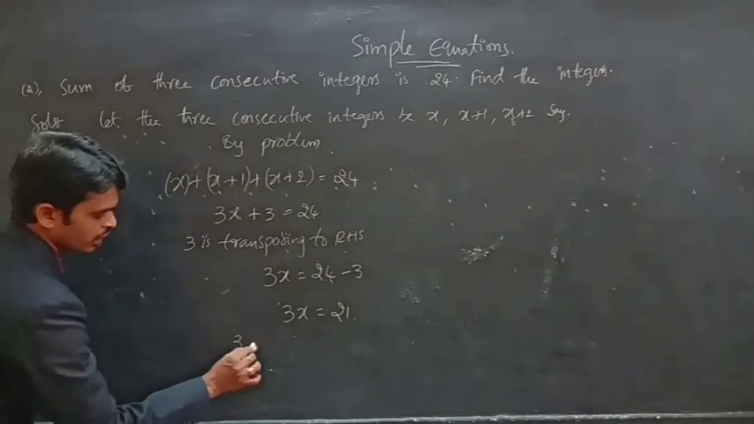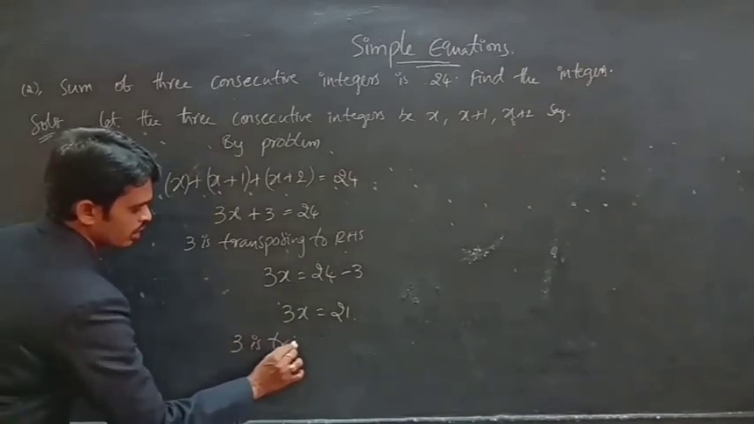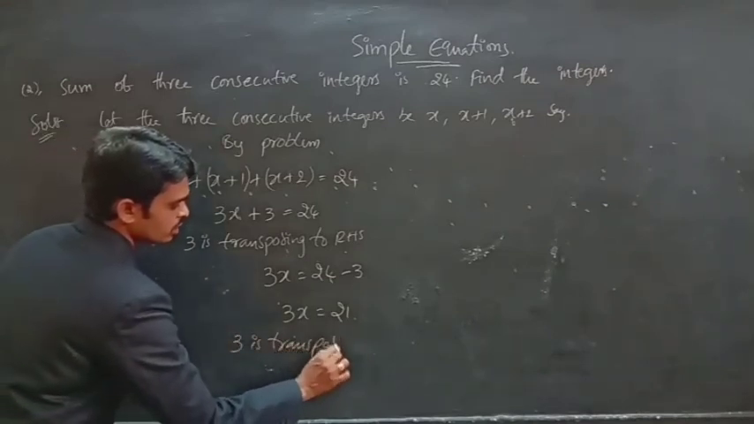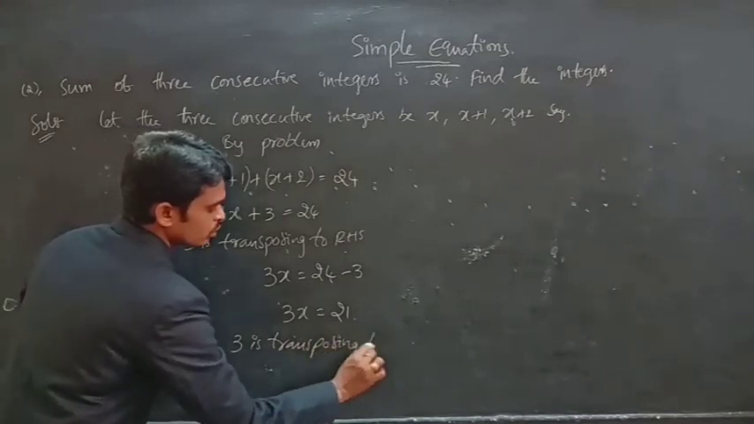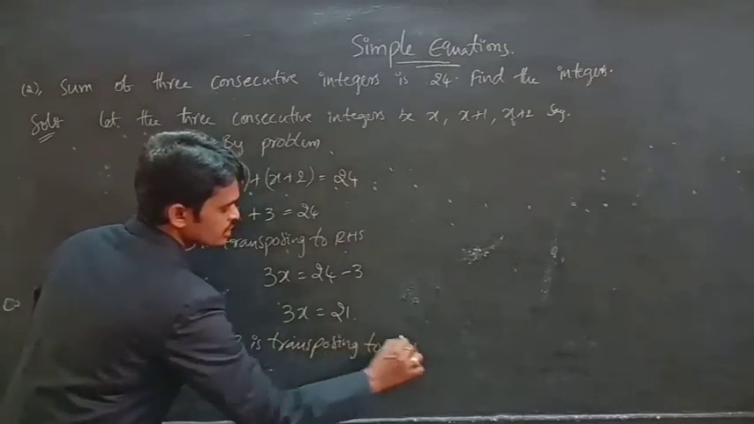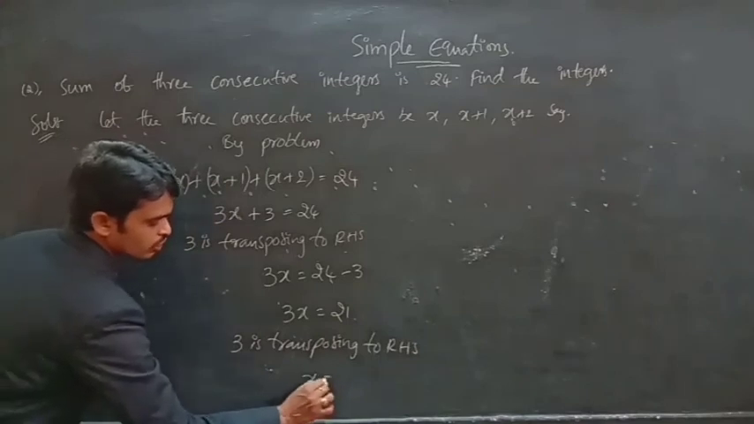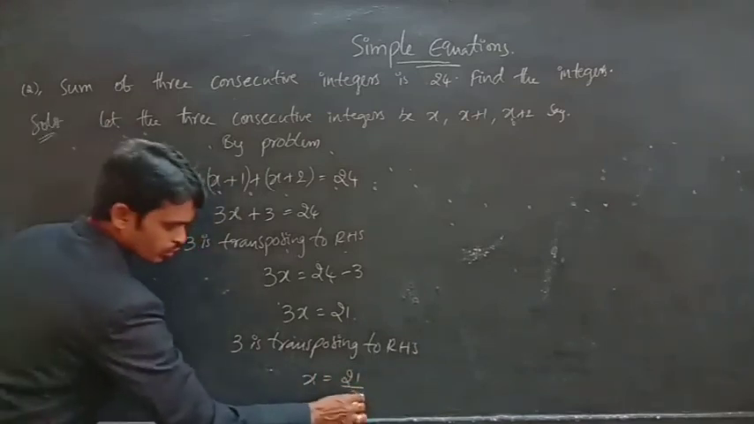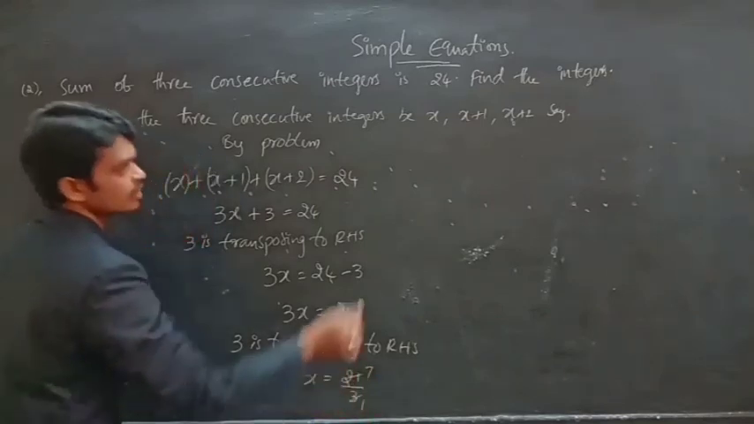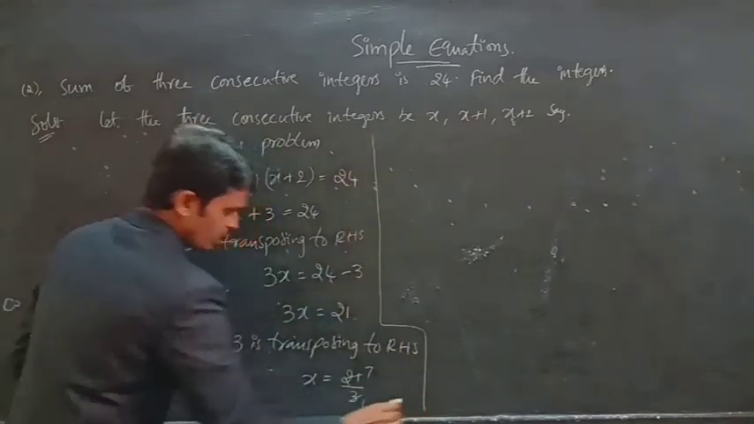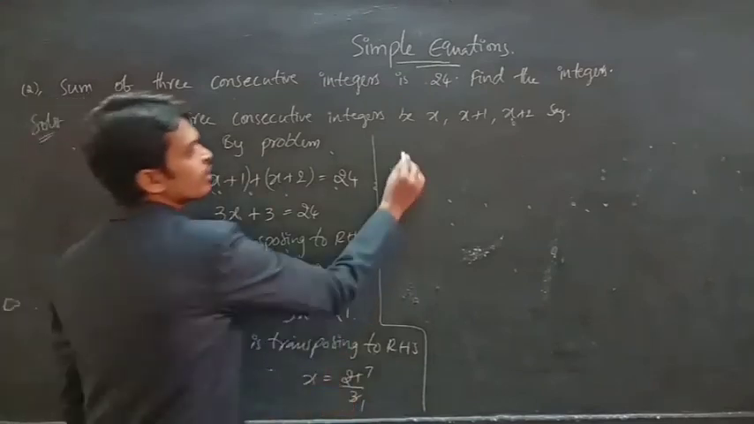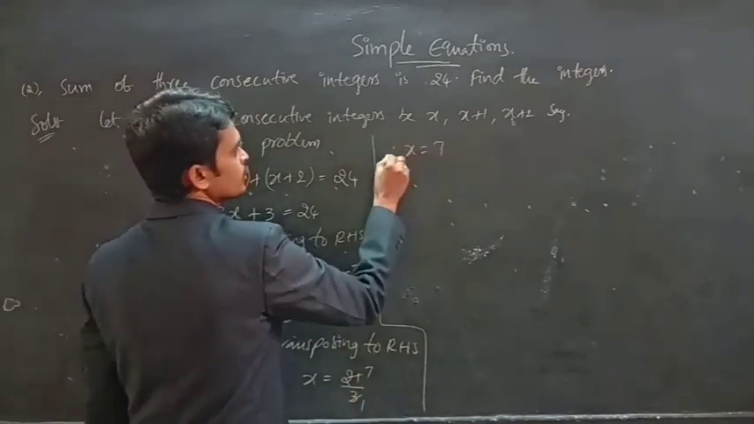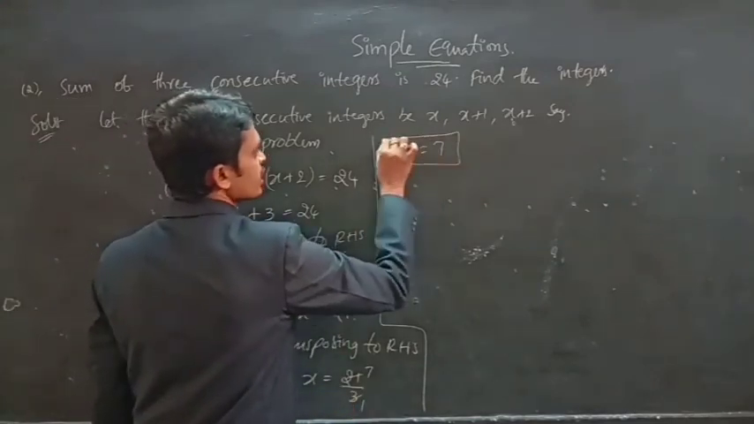Now this 3 we have to transpose to RHS. Then x is equal to 21 by 3. Now 3 ones are 3, 3 sevens are 21. So how much did we get the x value as? 7. Therefore the x value we got is 7.